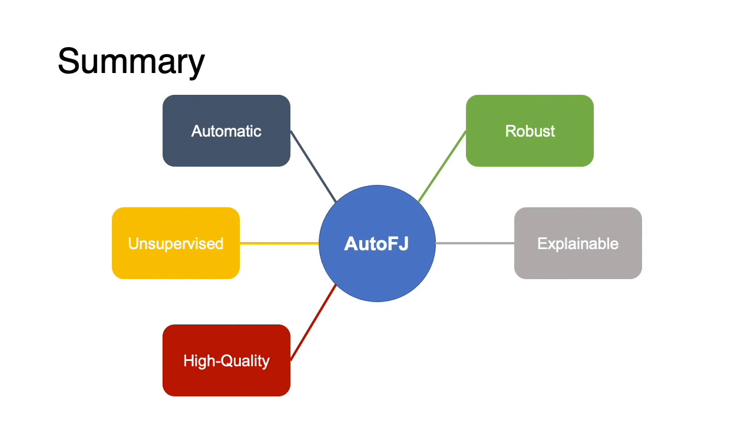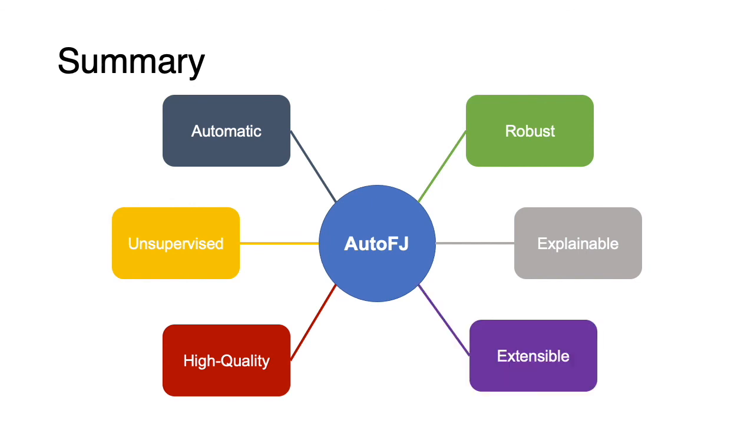Fifth, our approach is explainable. Compared to black box FuzzyJoin methods, our approach produces FuzzyJoin programs that are described using configuration options like preprocessing method, tokenization method, distance function, and distance threshold, which are easy for practitioners to understand and verify. Finally, our approach is extensible. The configuration space in our framework is transparent to users and can be easily extended with new configuration options like new distance functions.